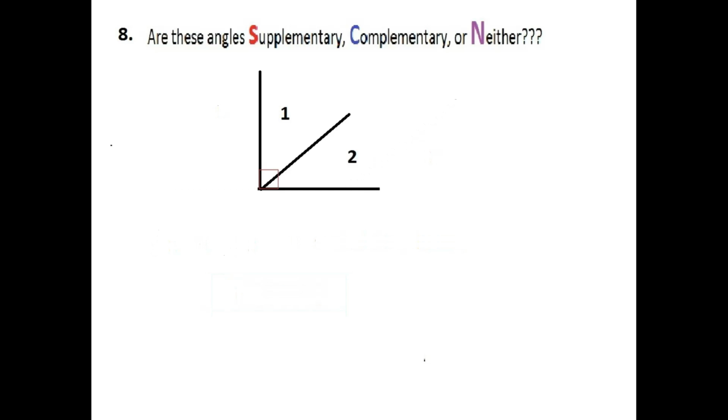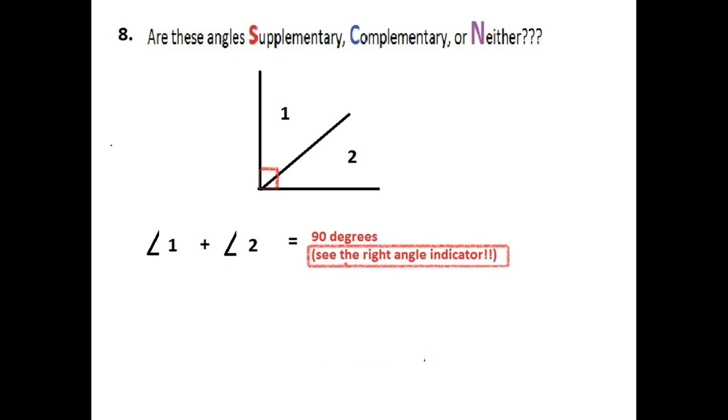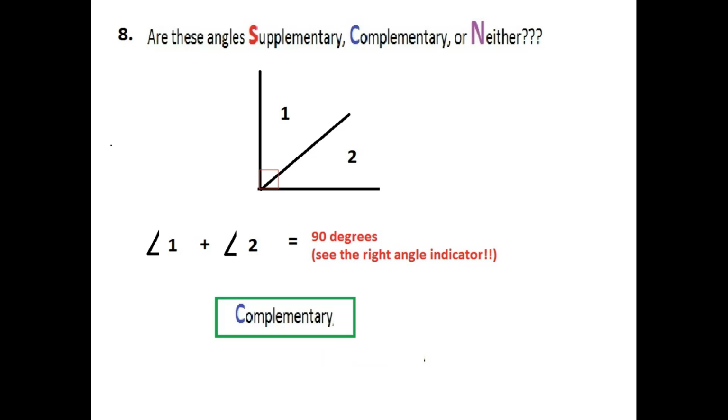All right, going on to the next one. Are these angles supplementary, complementary, or neither? Now, here's angle 1, here's angle 2, and you'll see that I've had 90 degrees there the entire time. How do I know that they add up to 90 degrees? Well, there's a hint. Do you see that right angle indicator? And I'll turn that on and off. That's the right angle indicator. In that little box, whenever you see two angles add up to that box, that's a right angle. So yeah, it's complementary.